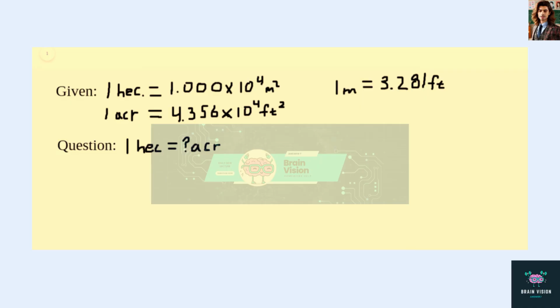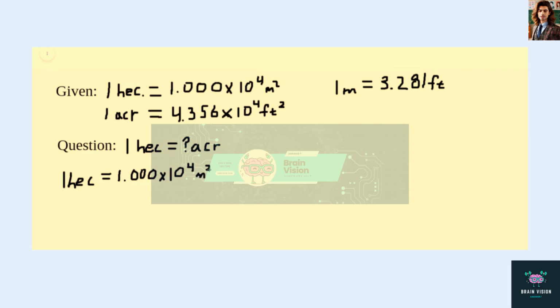So then the question is, 1 hectare is equal to how many acres, some unknown quantity of acres, to figure out how many hectares there are in an acre. So we'll go ahead and write out first, we're going to need to write out what we have for a hectare. What we know, 1 hectare is equal to 1.000. It's important to include those zeros because that's letting us know how many significant figures we have. There's 4 significant figures there. Okay, and that's square meters.